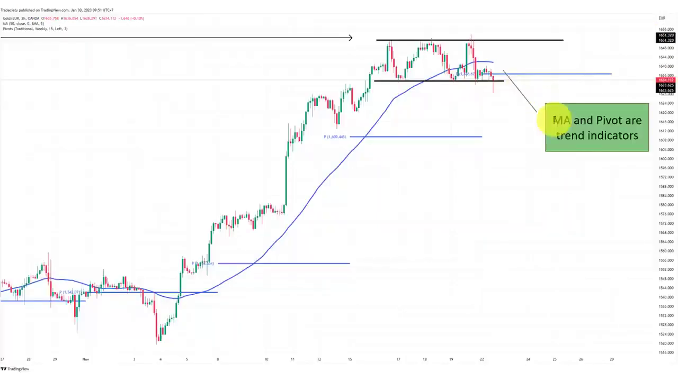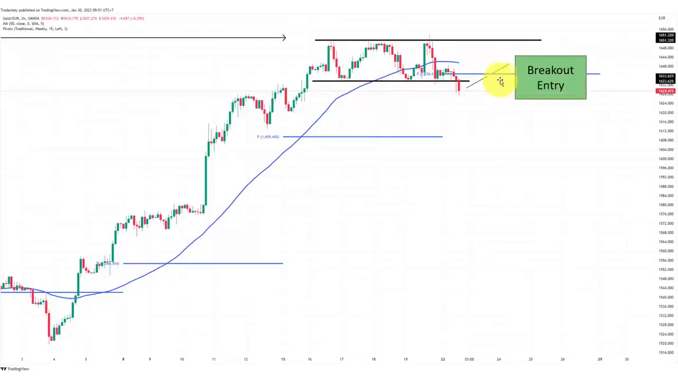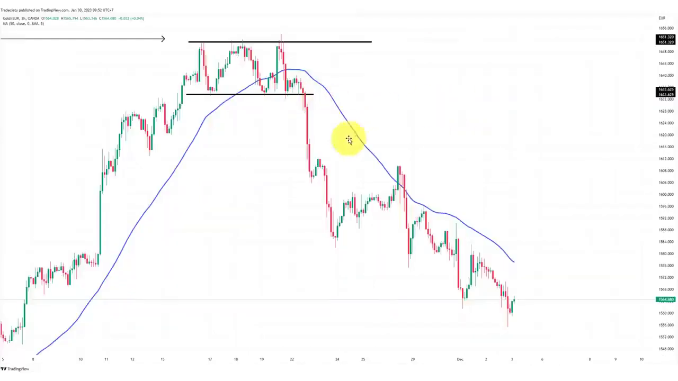You can also add a moving average or pivot point indicator. They are great for trend trading. When the price is closing below the pivot and below the moving average and also below the last support level, this is typically your breakout entry, and afterwards you will see a new trend emerge very often.